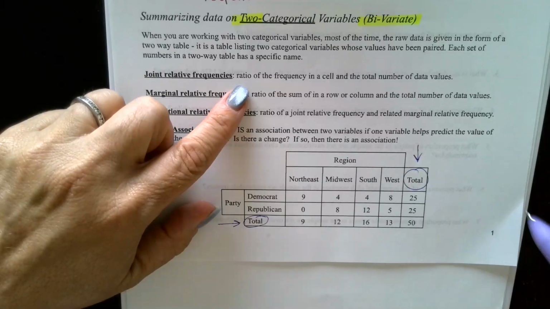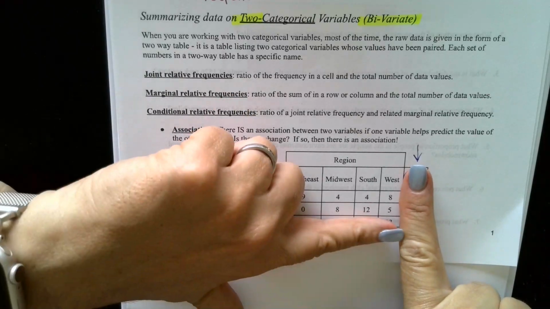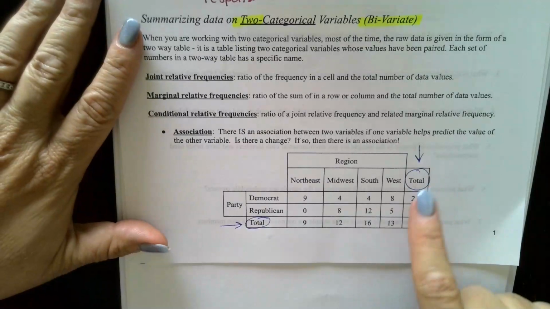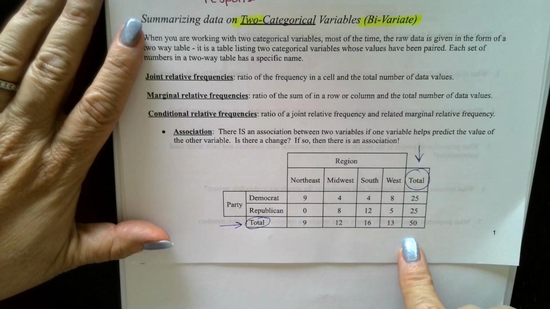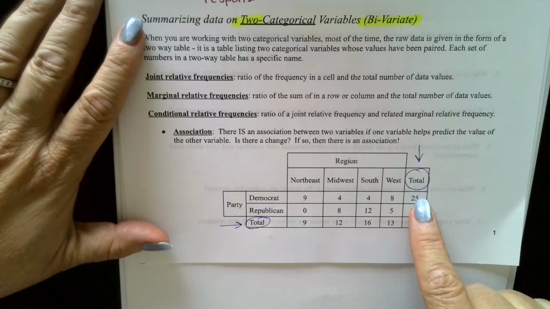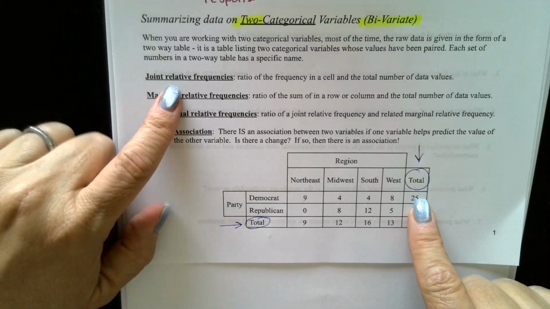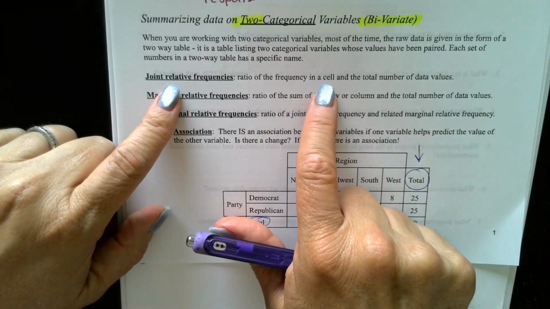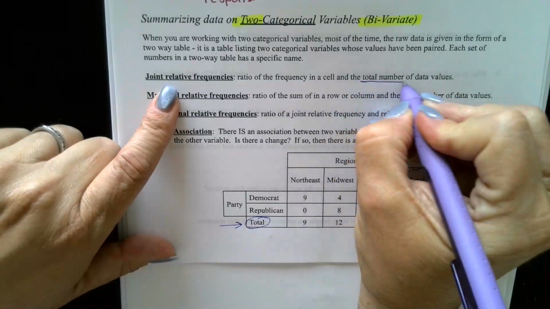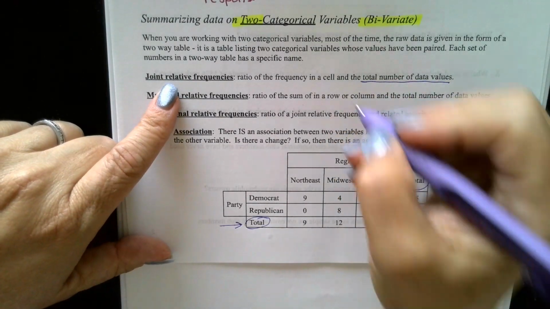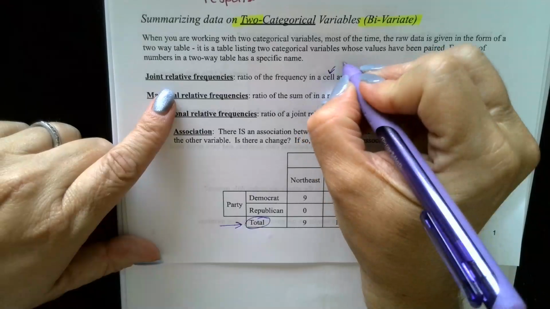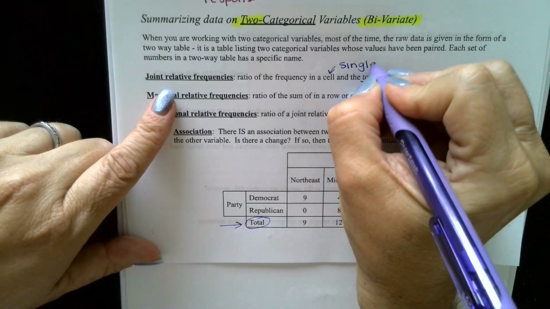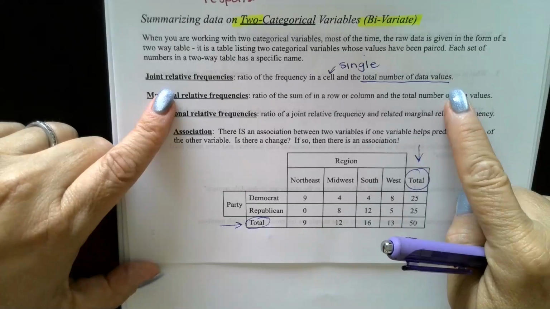Now, very often, the total columns aren't going to be present on your data, and you're going to have to go in and actually calculate what the total is by just adding across the top. So if we have joint relative frequencies, it's telling you that you have a value that's in a cell and the total number of data points. So here we have a single cell value over the total number of values.